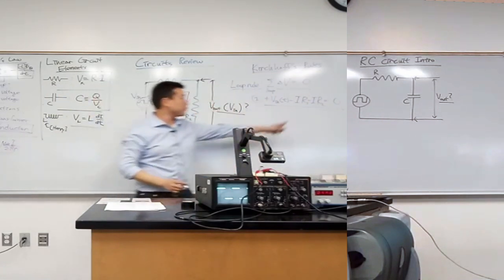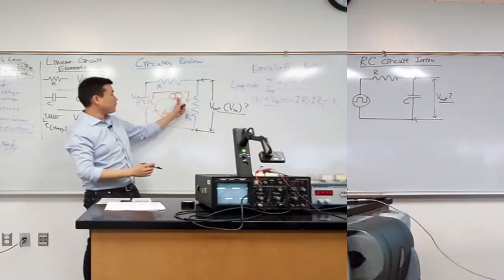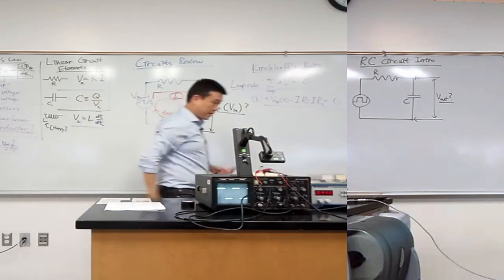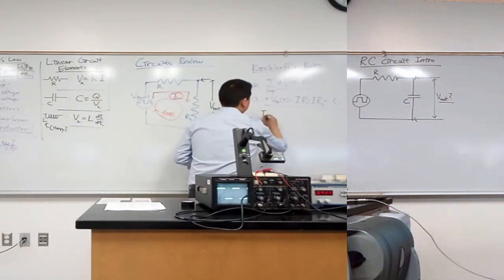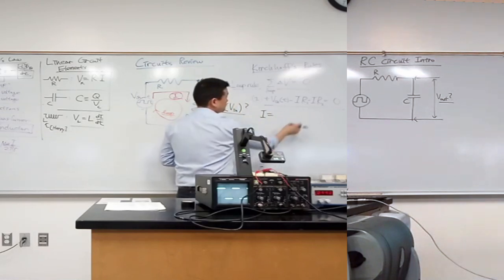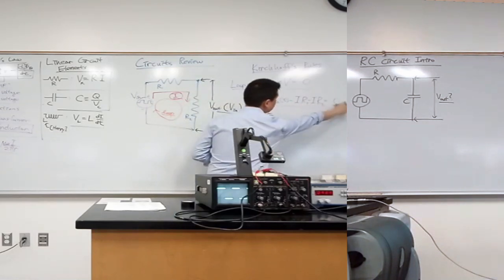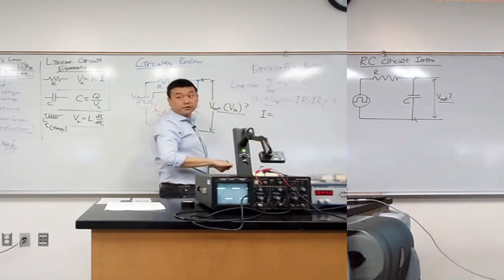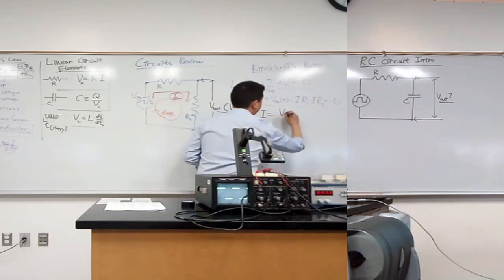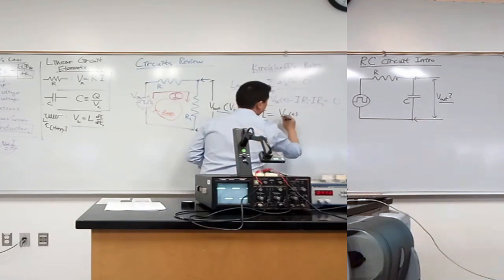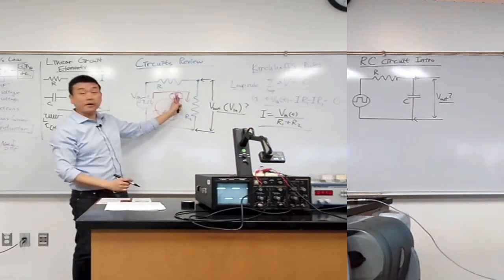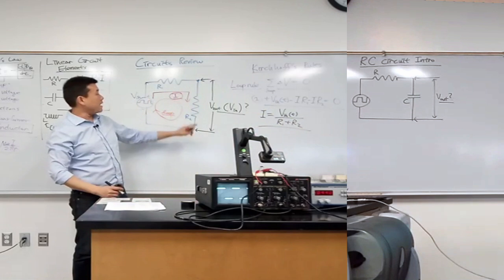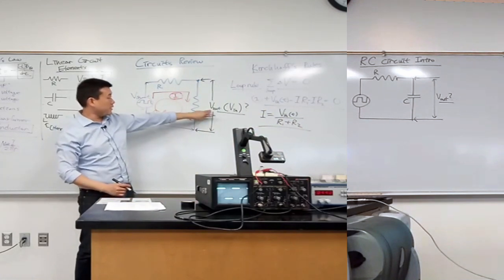Simple enough to solve this for current I. So let me solve it for I. Then what I end up with is current I is equal to, imagine moving this over and dividing by R1 plus R2, V in as a function of time divided by R1 plus R2. Okay, now I know the current. Then I use this current to calculate this V out.